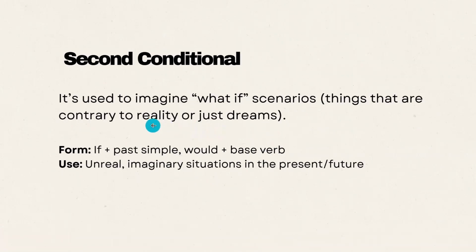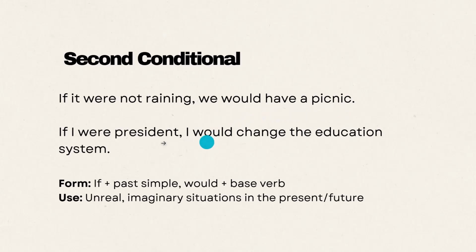Now, the second conditional is for imagining situations that are unreal, unlikely, or just dreams. So when we say the form is if plus past simple, then would plus base verb, it just means we make the condition sound like the past, but we are actually imagining the present or future. For example, if it were not raining, you would have a picnic. This means that right now it is raining, so the picnic is not possible. We are just imagining what we would do if the situation were different.